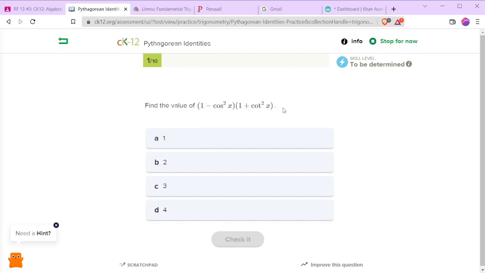Now if we multiply this out, it's a little more complicated. We'll have 1 minus cos squared plus cotan squared minus cos squared cotan squared. So cotangent is cos over sine. 1 minus cos squared is sine squared. That'll be simpler than multiplying it out. So sine squared times 1 plus cos squared over sine squared works out to sine squared plus cos squared. That's 1.